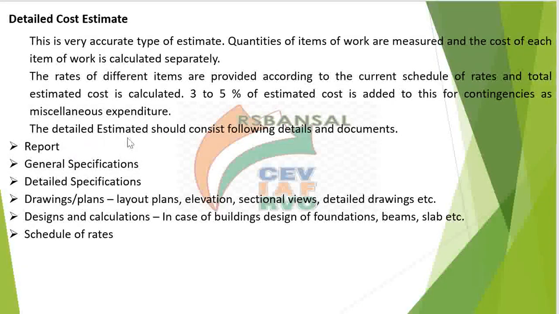For preparing this, the first thing you need is general specification. Until and unless general specifications and detailed specifications are known to you, you cannot prepare a detailed cost estimate. Then you must have drawings, layout plans, elevations, sectional views, detailed drawings, etc. Then you must have the calculations of the RCC structure. If it is an RCC structure, then you must have the RCC design for foundation, beams, slabs, etc.